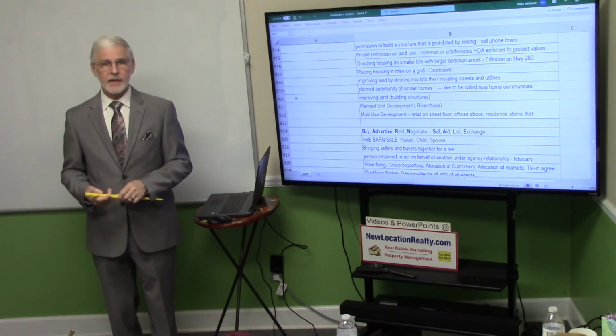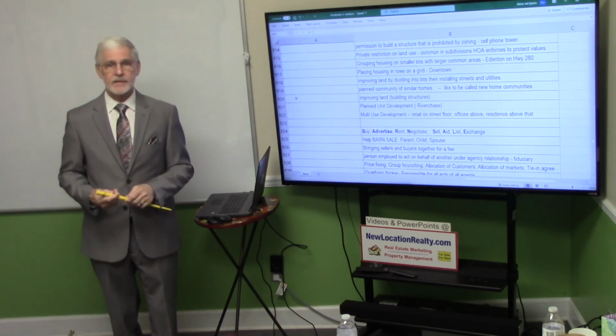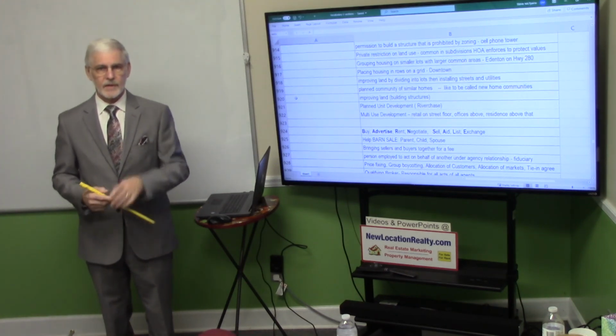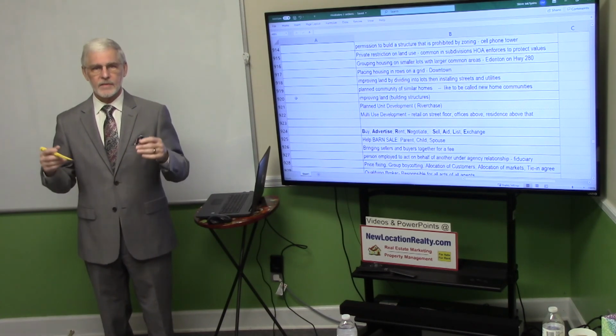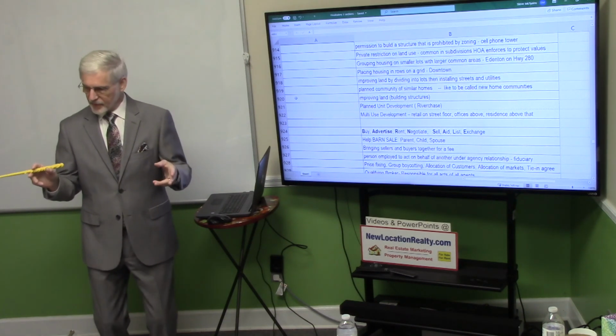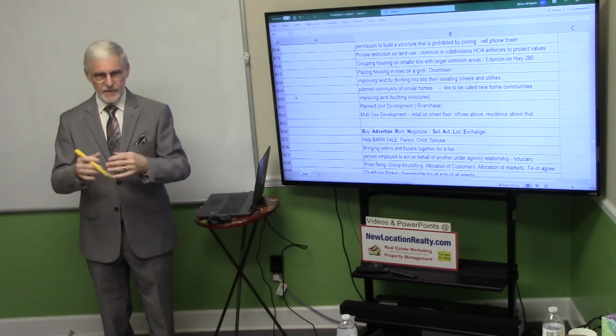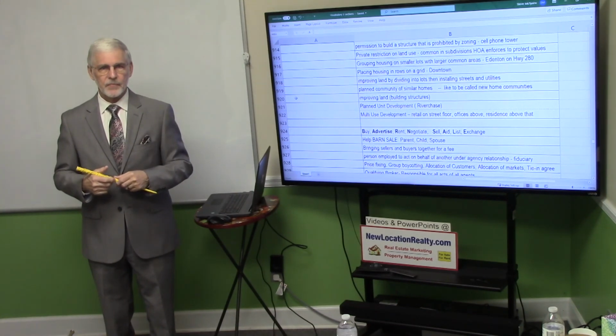Improving land by installing streets and utilities. Yeah, who's the person that does that? Subdivision developer. The developer is the one that buys the big lot and then divides it up. Okay.